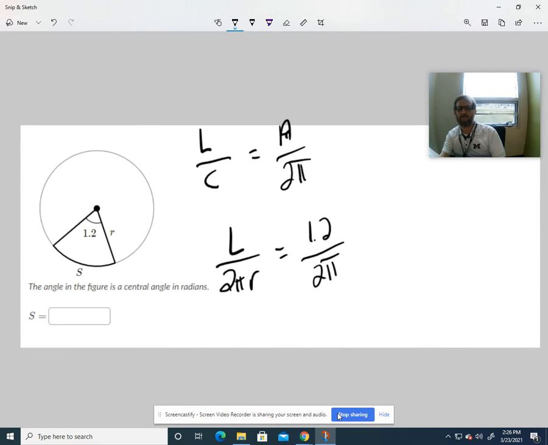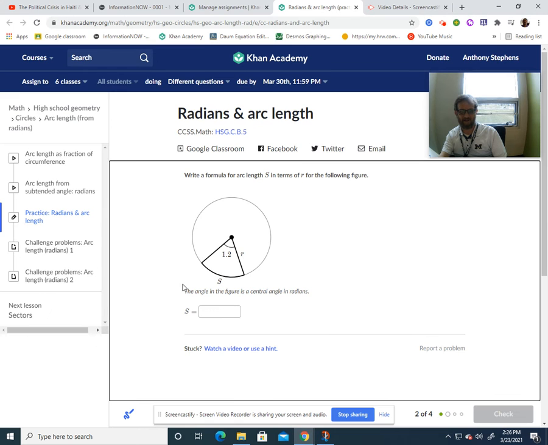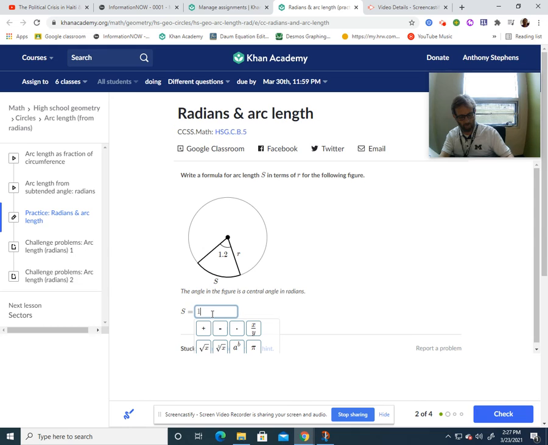Here's a way to think about this that's even easier. Notice these 2 pi's are both in the bottom of the fractions. They can cancel out, and they're just gone. So if I multiply both sides by r, I get L equals 1.2 r. That's the answer. Again, they used the variable s. I don't like s's, they look like 5s. So 1.2 r.